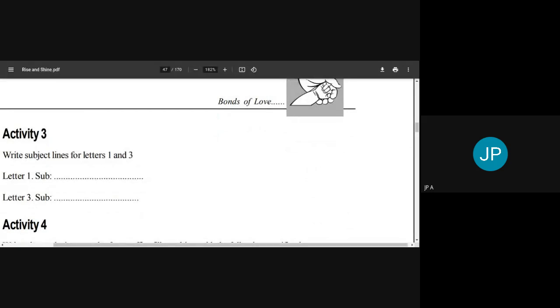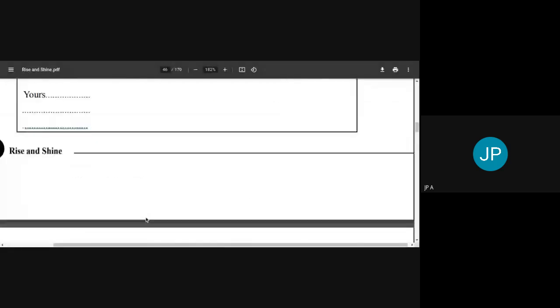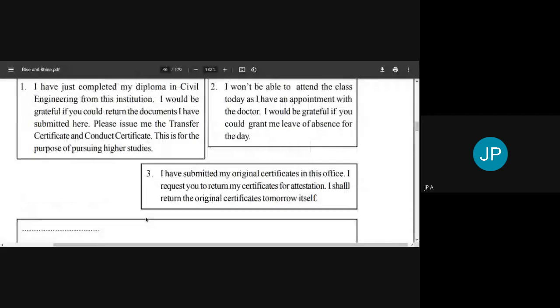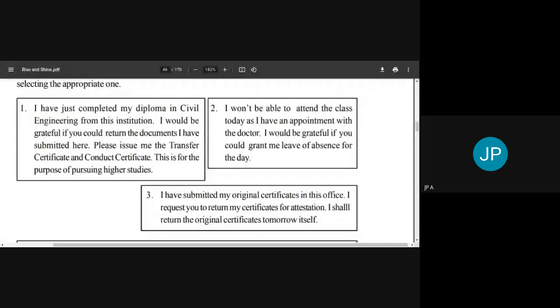So you can also write the subject lines for the other letters, that is letters 1 and 3. That is these two letters. What can be the subject line for this letter?